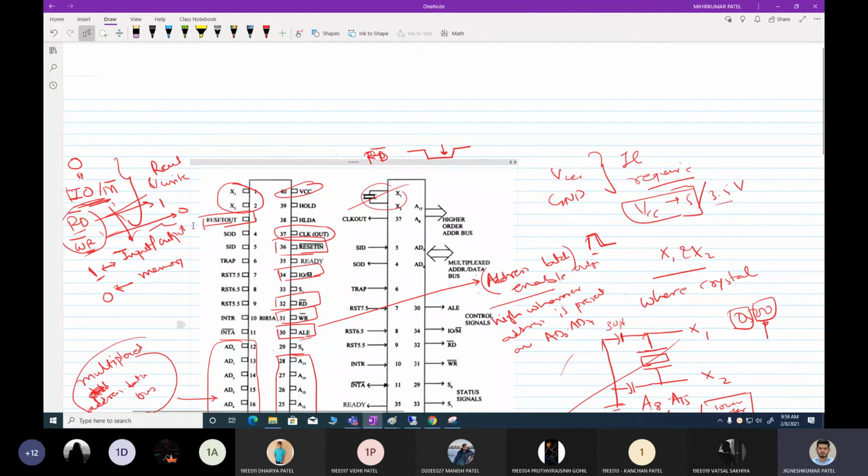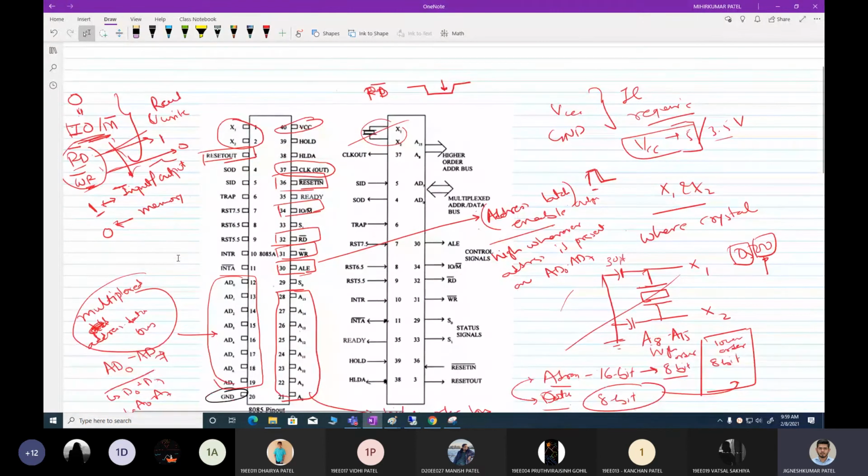Provided that you are connecting this signal to other units. Okay, clear? Now there are two signals, S1 and S0. These two are the status signals. Along with IO bar, they will work. So these are the status signals.